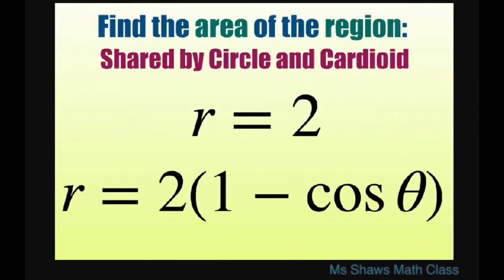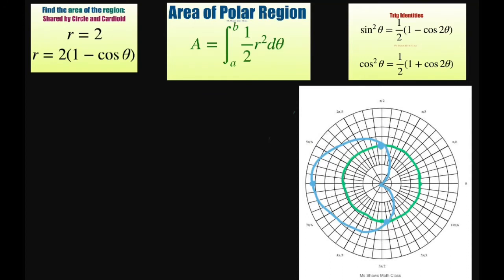We're going to find the area of the region shared by a circle and a cardioid. I did a quick sketch of it. So the green is your circle and the blue here is your cardioid. We have 2 points of intersection right here, and I just sketched it. I already kind of know what it looks like, so it's not a perfect graph.